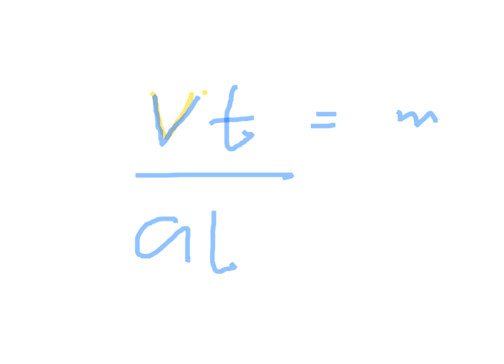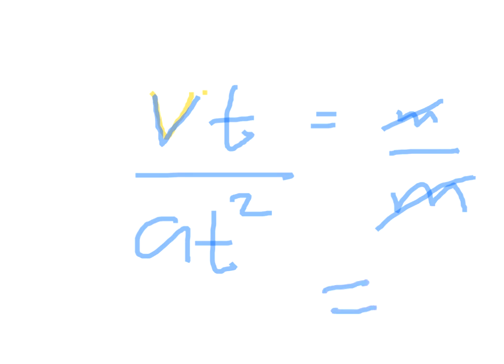So we know that our vt is measured in m, and our at squared is measured in m. So m on the top, m below, we cancel m. So we are left with what? 1. So the implication of that is that our y has no unit. Our y is dimensionless.